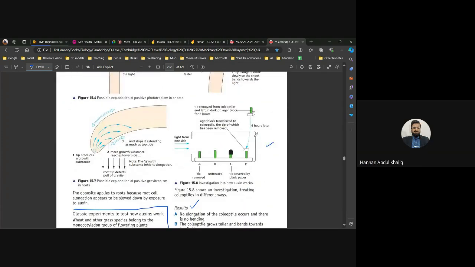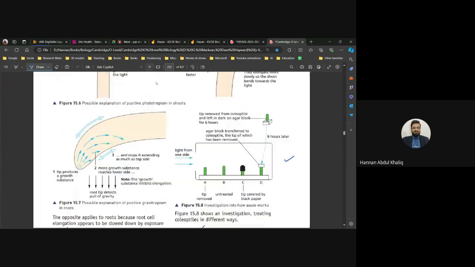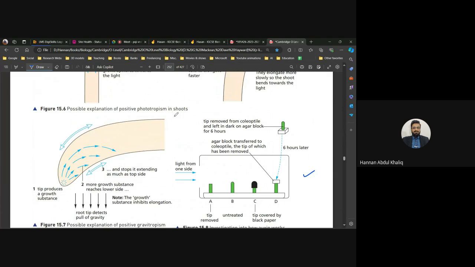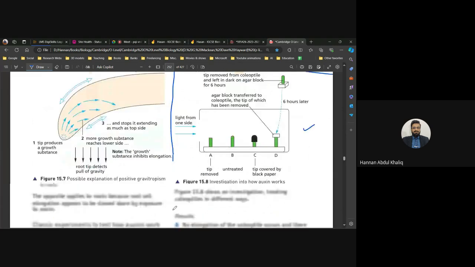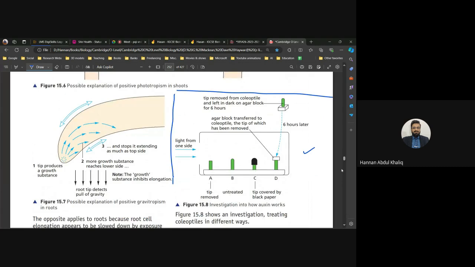Okay. Now look at this particular setup very closely. This one. Very closely.